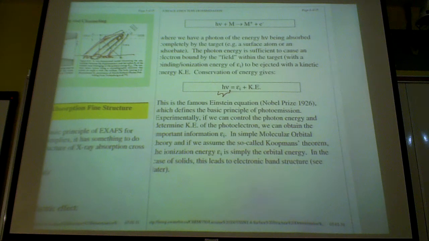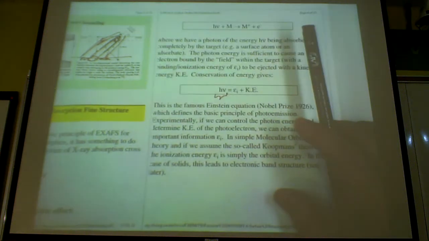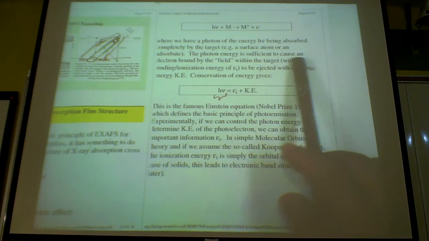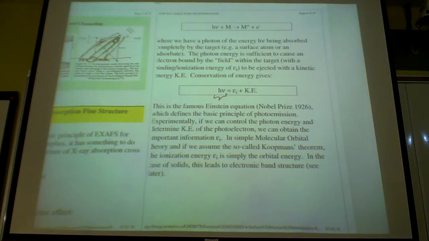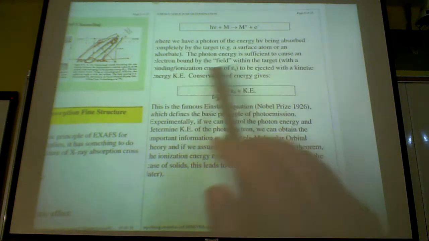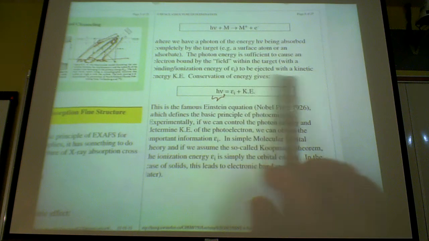If the photon energy is high enough, the absorption of the photon not only excites the molecule to a bound state, but excites it to an ionic state. In other words, the neutral molecule becomes an ion plus an electron. Okay, so that's called the photoelectric effect. So the photon energy is sufficient to cause an electron bound by the field within the target, the so-called binding energy, so it's the energy required to bind the electron, with a binding energy or ionization energy, to be ejected, right?